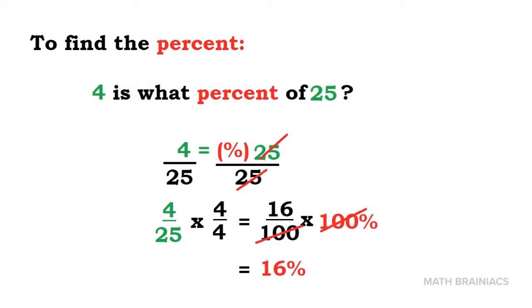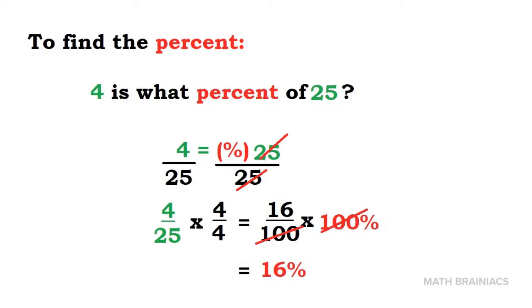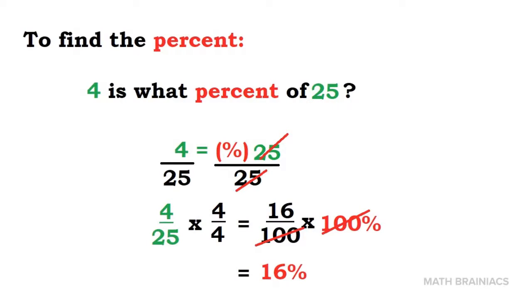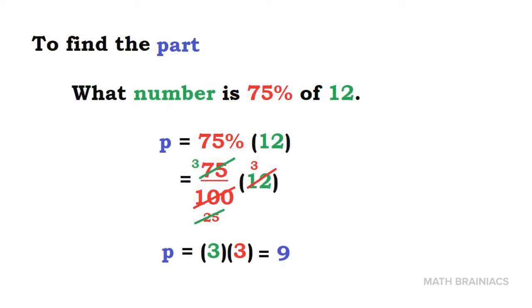To wrap it up, in finding the percent, just translate the sentence into equation. 4 is what percent of 25? It will be 4 is equal to percent times 25. And you can work on the equation to find out the percent.